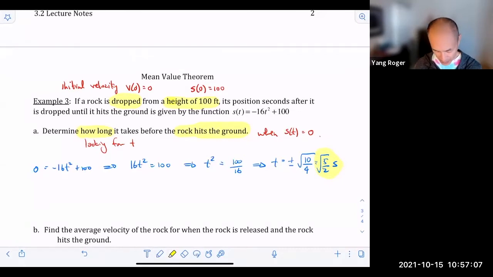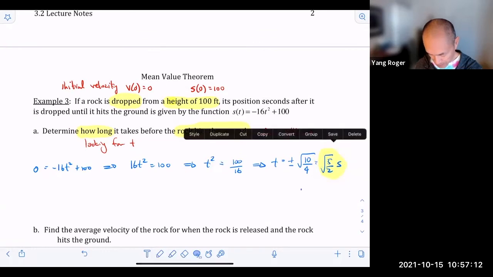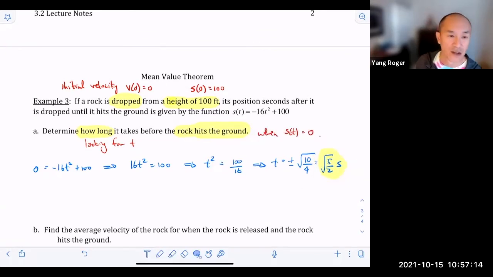Now, technically you have plus or minus, right? But we don't allow negative time. So that's why I want to take the positive form.